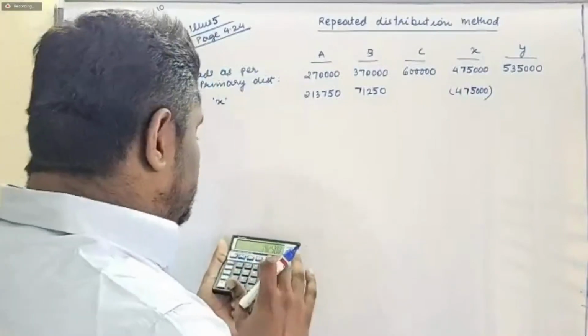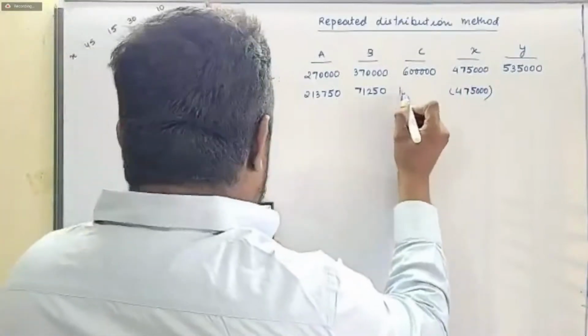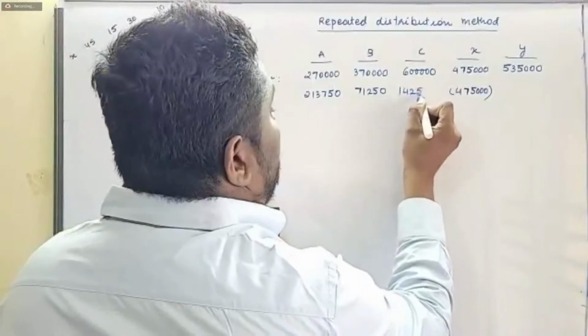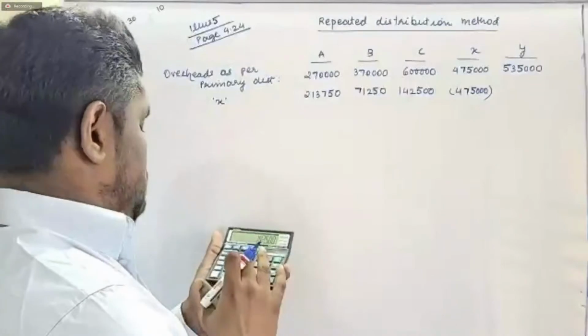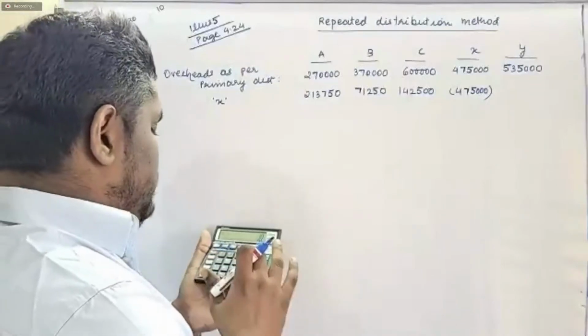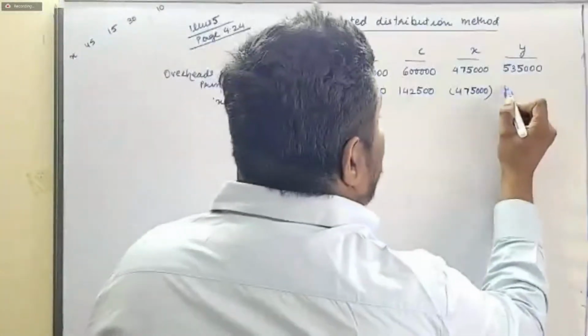Next will be 30%. This will be 1,42,500. And the balance amount that goes to X is 10%. So this will be 47,500.